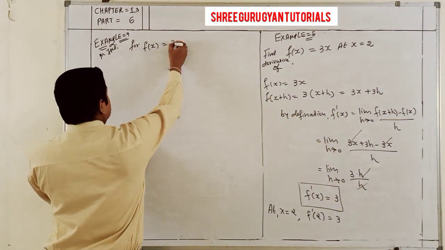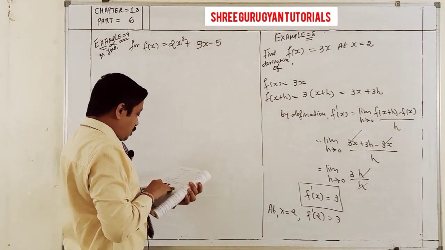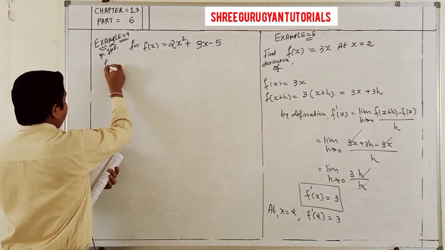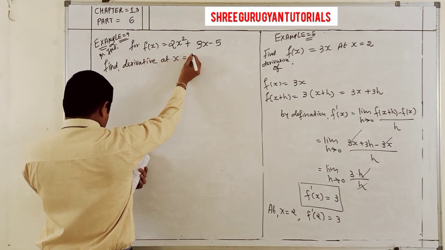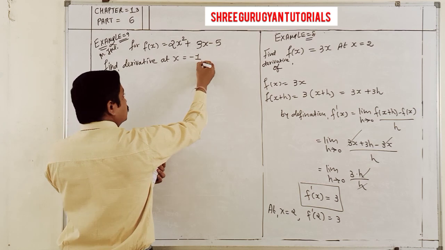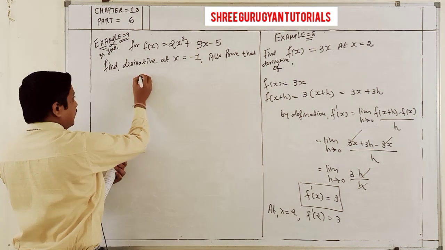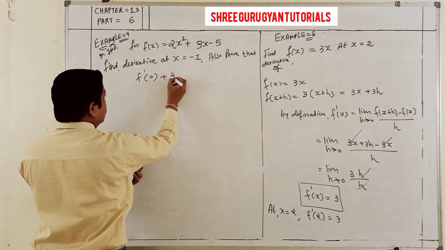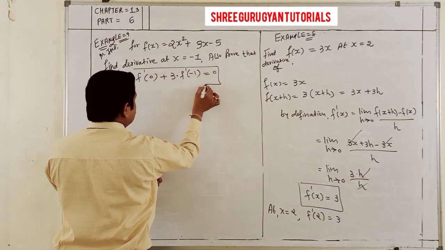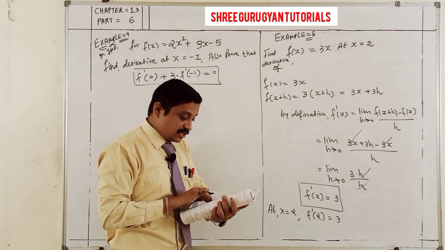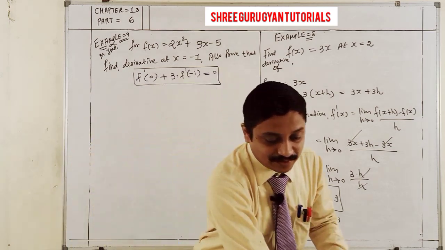f(x) is 2x² + 3x - 5, and find the derivative at x equal to minus 1. Also prove that f'(0) + 3 f'(-1) is equal to 0. That should be proved. After that, f'(0) + 3 f'(-1) is equal to 0, and the question is 2x² + 3x - 5 at x equal to minus 1.